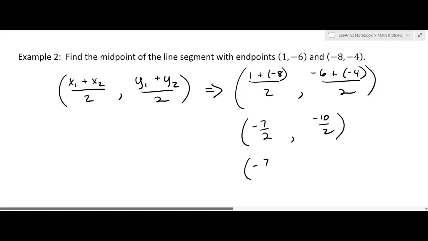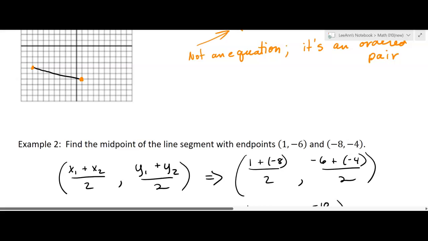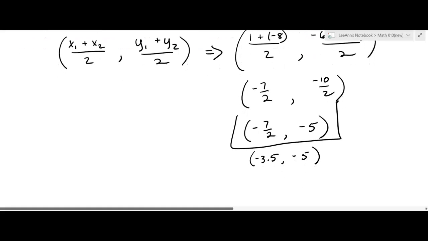Normally we would just leave it -7 over 2, comma -5, and list those as the ordered pair. If you wanted to make it -3.5, because it might be easier to graph, if you wanted to see the graph. So that's what we're saying the midpoint is. Now let's see how accurate we are. So if I go -3.5, 1, 2, 3.5, and then down 1, 2, 3, 4, 5. It's like right there. Does that look like the midpoint? Yeah, I think that looks like the midpoint. So that's -3.5, -5. Okay, so we found the midpoint. They're probably going to use the fraction, though. Okay.